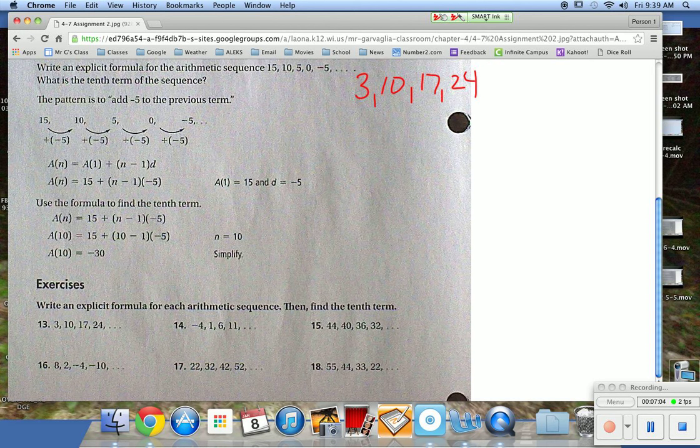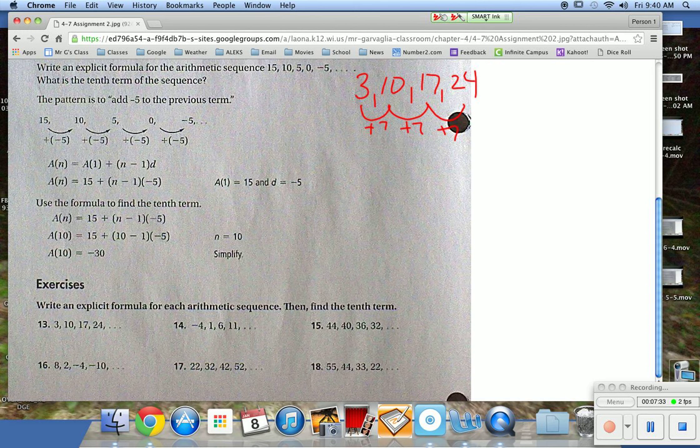I go from 3 to 10. What's the difference? 7, right? Plus 7. I go from 10 to 17. What's the difference? Plus 7. I go from 17 to 24. What's the difference? 7. Plus 7. So what am I doing each time, Jessa? I'm adding 7 to it, right?